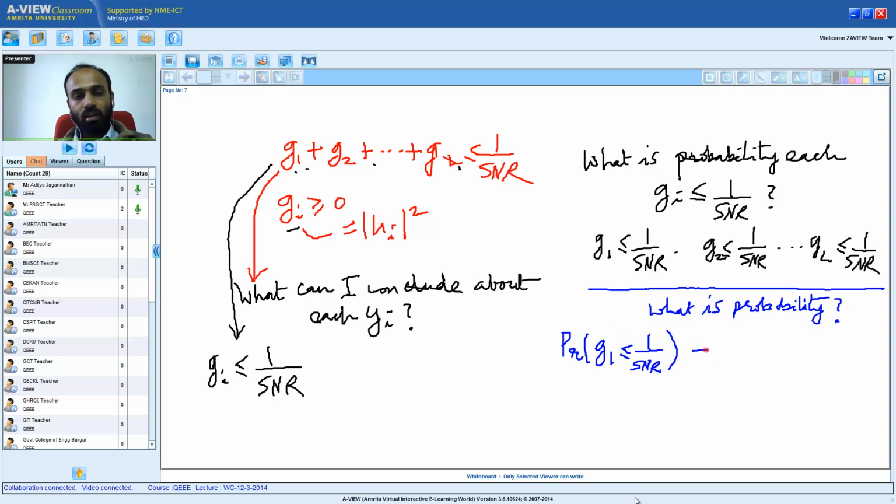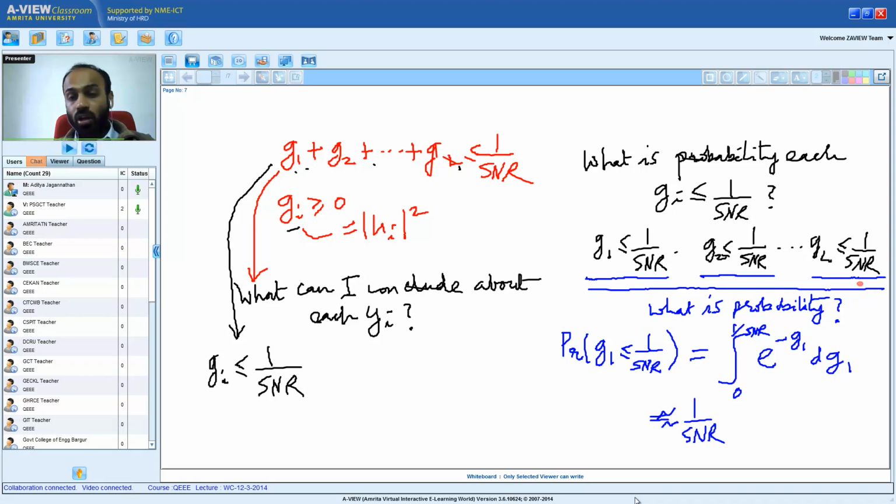That is basically correct. I have to integrate the distribution e to the power of minus G1 from 0 to 1 over SNR dG1, which we said for large values of SNR, if 1 over SNR is close to 0, this is approximately 1 over SNR. So each of these probabilities, probability G1 is less than or equal to 1 over SNR, probability G2 is less than or equal to 1 over SNR, probability GL is less than or equal to 1 over SNR, is 1 over SNR.